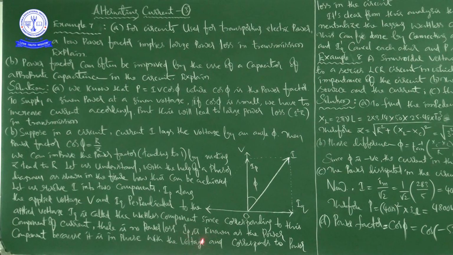IQ is called the wattless component, since corresponding to this component of current there is no power loss. IP is known as the power component because it is in phase with the voltage, and corresponds to power loss in the circuit.